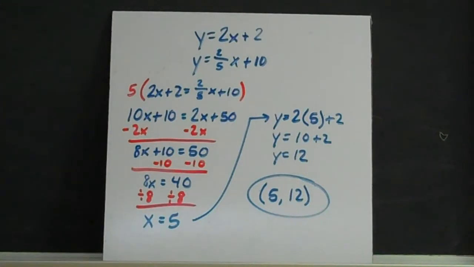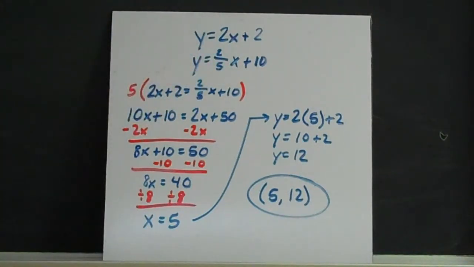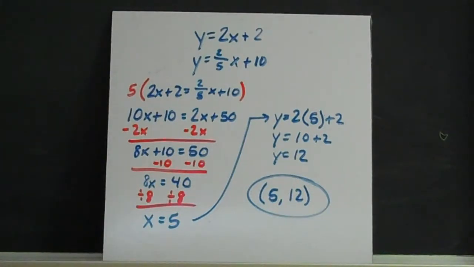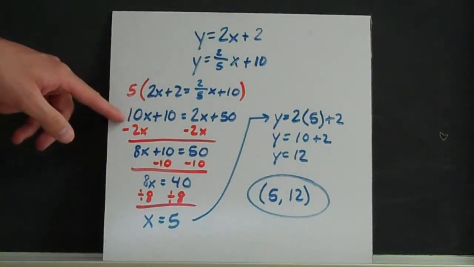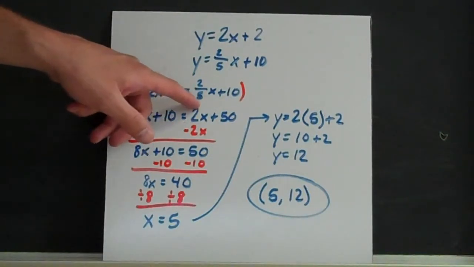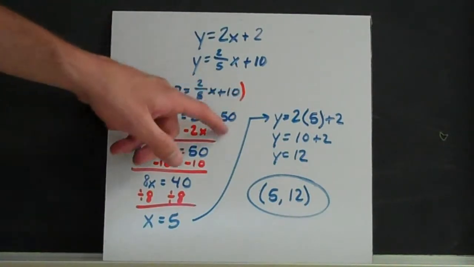Here's another example, y equals 2x plus 2 and y equals 2/5 x plus 10. Again, they're both equal to y, so we can set them equal to each other. 2x plus 2 equals 2/5 x plus 10. I don't like working with fractions or decimals, so to get rid of the 5 in the denominator, to undo dividing by 5, I'm going to multiply my whole equation by 5. So 5 times 2x is 10x, 5 times 2 is 10. When we multiply by 5 and divide by 5, they cancel each other out, and we're left with 2x. 5 times 10 is 50.